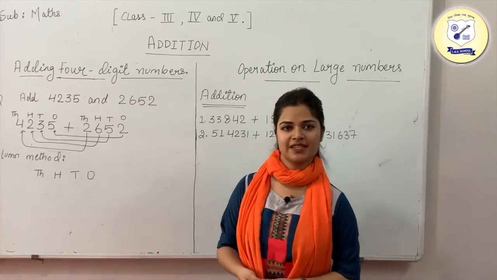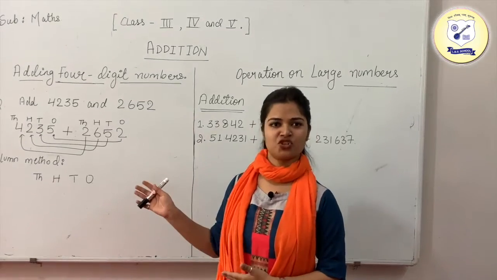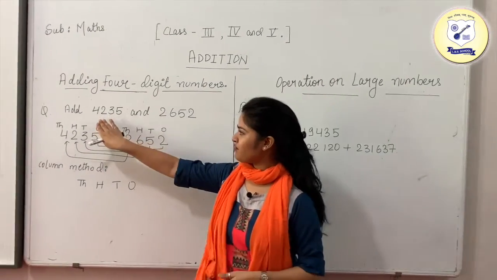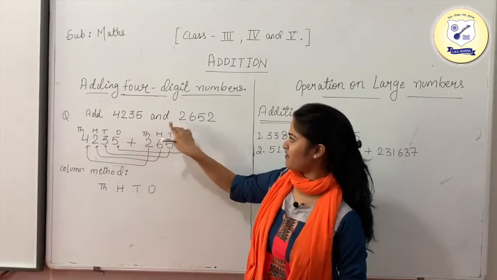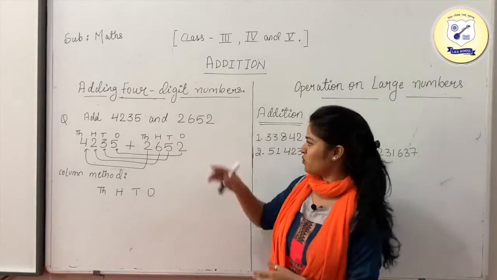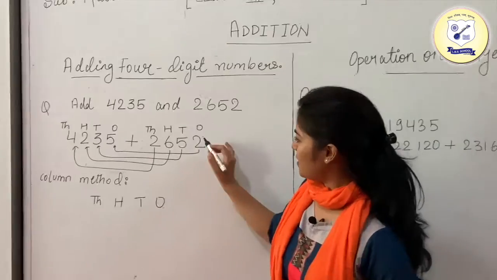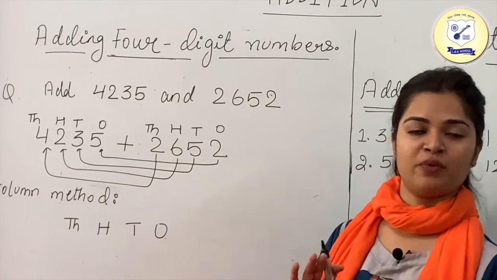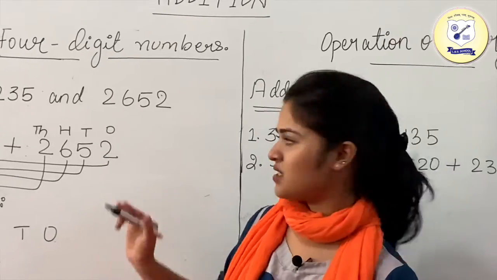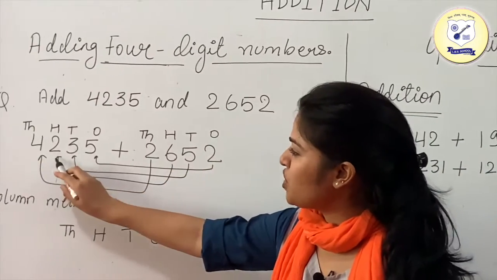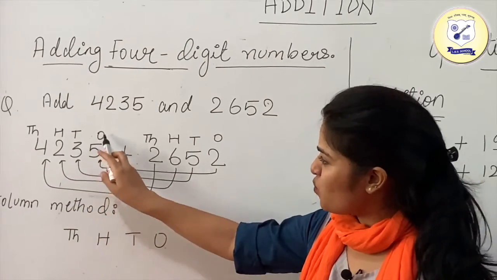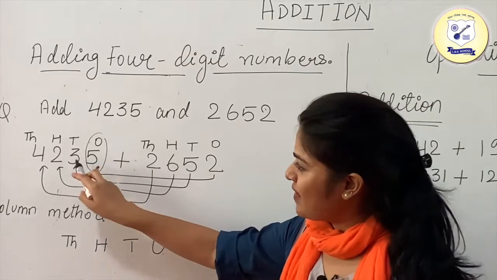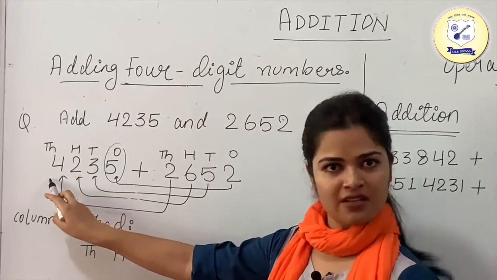So now students, let's just move to our addition of 4-digit numbers. We are having 4235 and 2652. Now just add these numbers. First of all, you should be aware of the place values of the numbers. We have written 4235. This is ones place, tens place, after that 100 place and 1000 place.